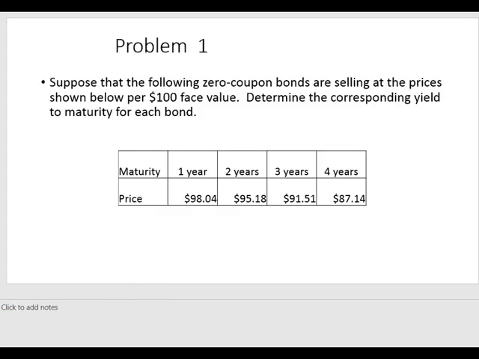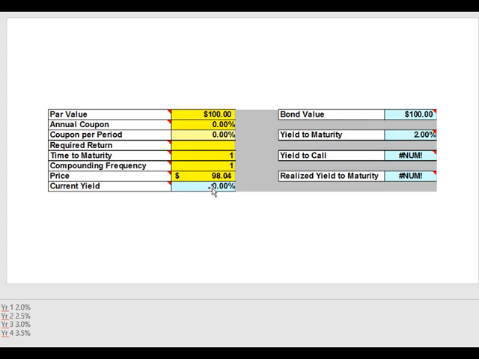So if you buy this bond at $98.04, you would earn 2% this year as the yield on that investment. The other bonds were multiple year bonds. So if you paid $95.18 for a 2-year bond, we would have to change the data. You'd put the price here, $95.18, but you'd have to change the time to maturity to 2. If you did that, the answer would be 2.5%, the average yield to maturity per year over the life of this investment. So again, you can solve for that and plug in the data to make sure that your answers coincide with the answers down below.